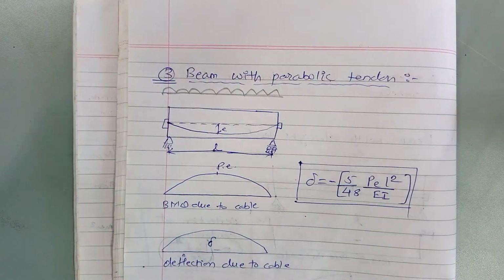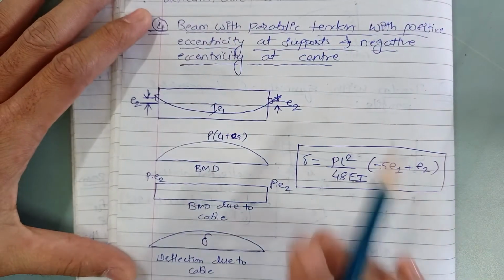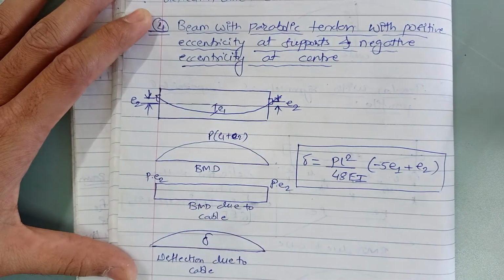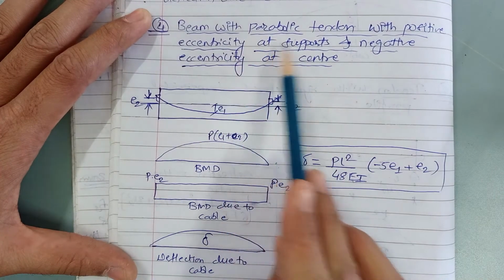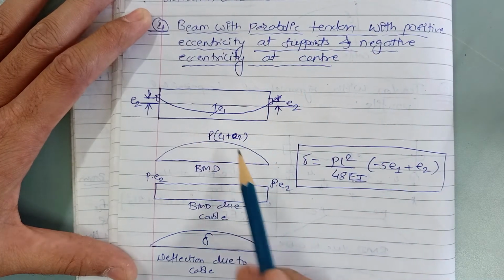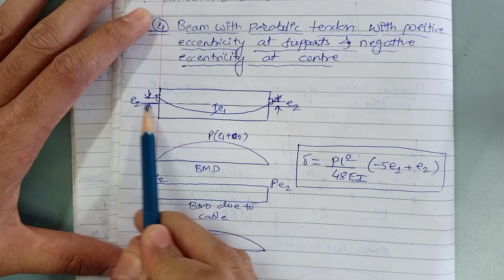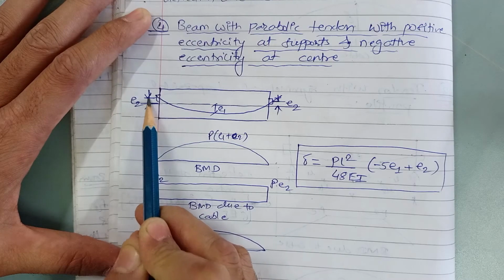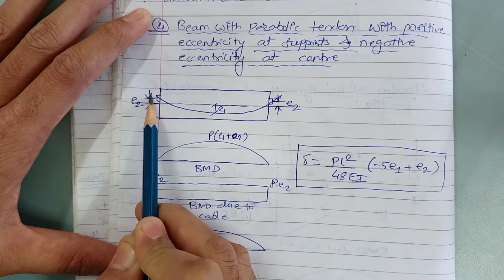And fourth will be a beam with parabolic tendon with positive eccentricity at support and negative eccentricity at center. What this tells is, here you can see a parabolic profile cable is provided where the eccentricity at the supports is in positive direction, that is above the neutral axis.